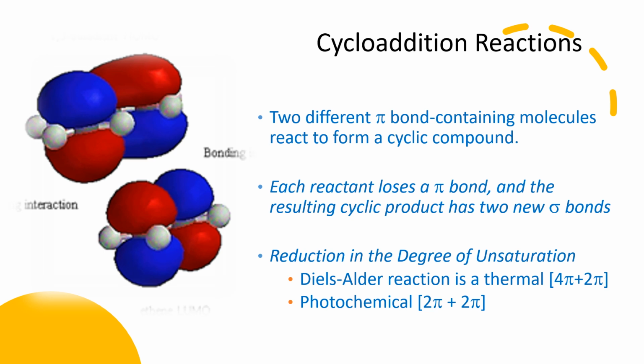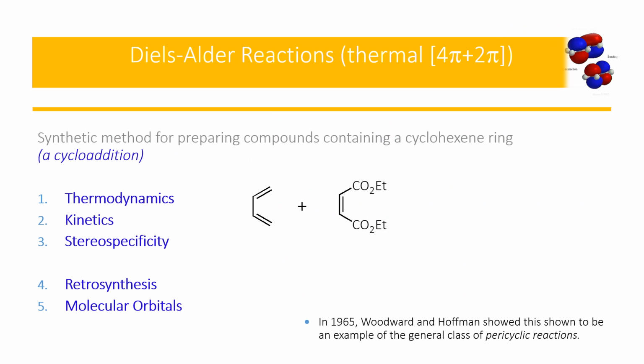The Diels-Alder reaction itself is a thermal 4π + 2π. In contrast, the 2π + 2π is photochemical. We'll be focused on the 4π + 2π, which is this Diels-Alder reaction. It is between a 1,3-diene, which has 4 pi electrons, and a dienophile, which has 2 pi electrons.